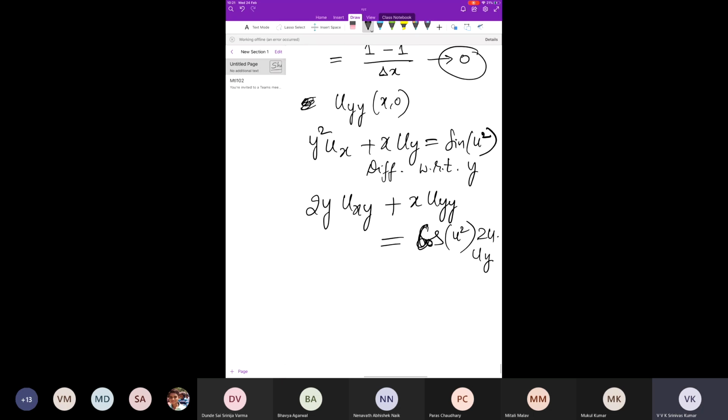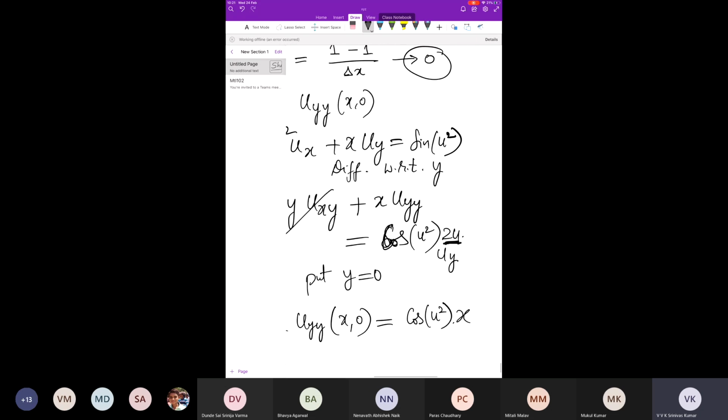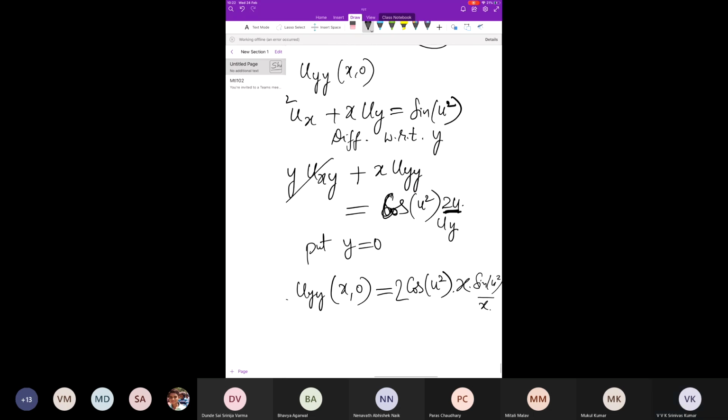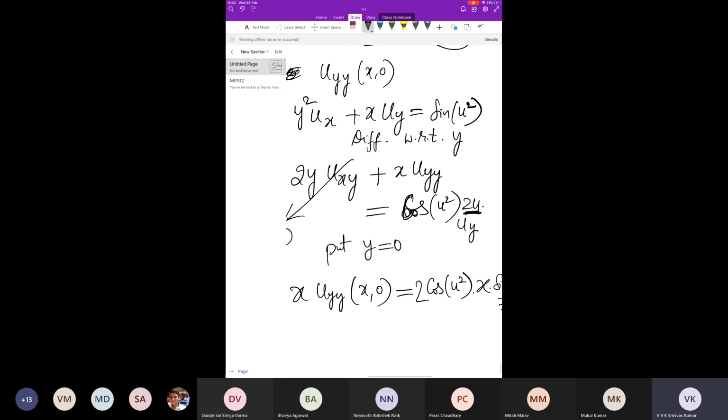Okay. Now put y is equal to 0, so this goes to 0. x uyy at x comma 0 is equal to cosine u squared, times 2 times u. What is u? u is x. And what is uy? It is sine u squared upon x. So this x gets cancelled.